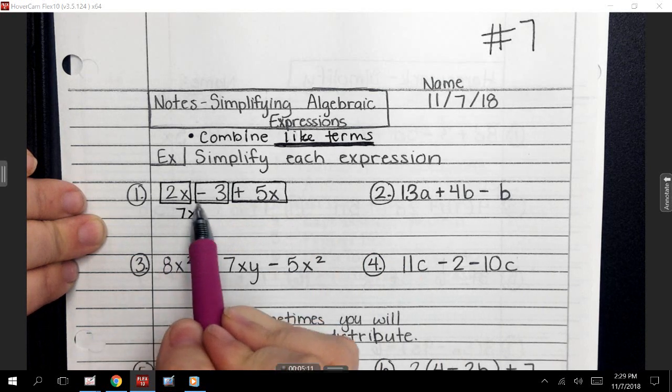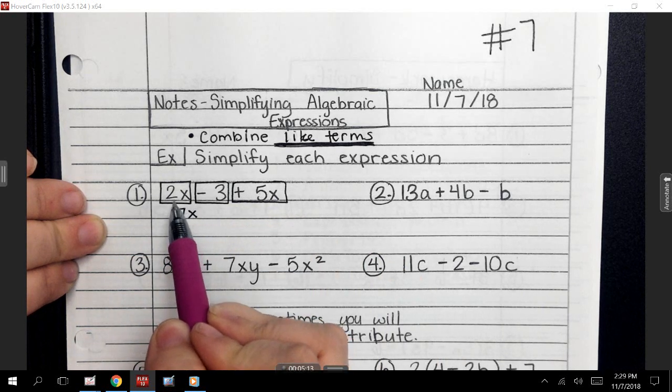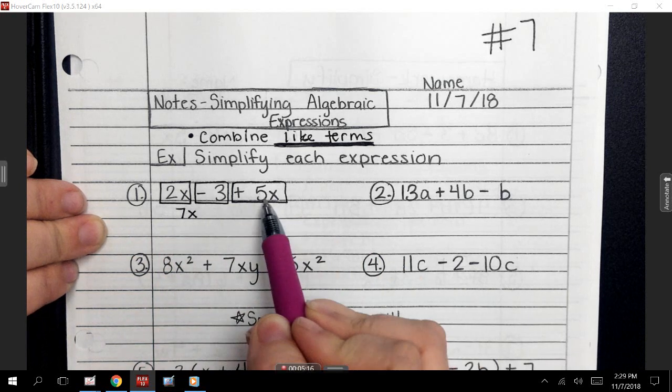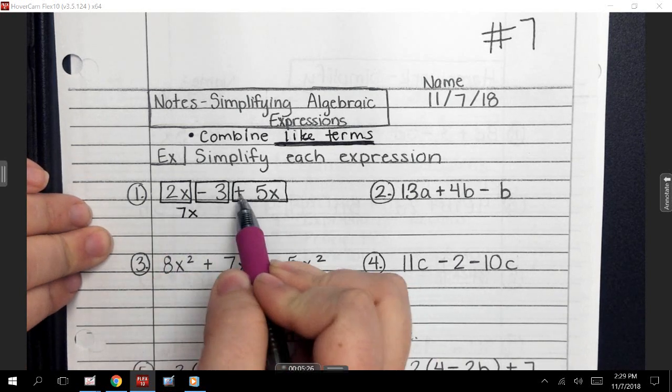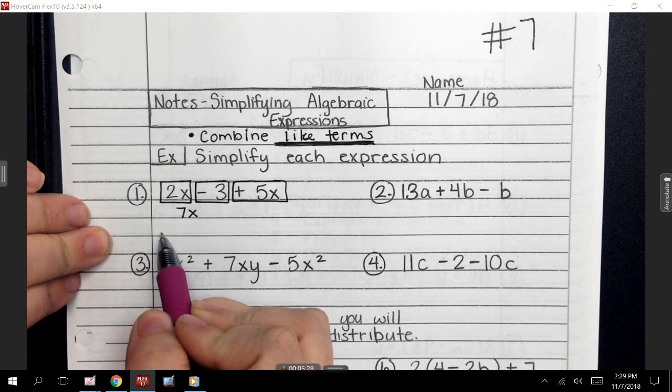So the reason we can add those is because by multiplying, we're saying there are 2 x's there. We're saying there are 5 x's here. That's like if I was talking about apples. If I have 2 apples, and then I add 5 apples, how much do I got? 7 apples. 2x plus 5x gives me 7x.